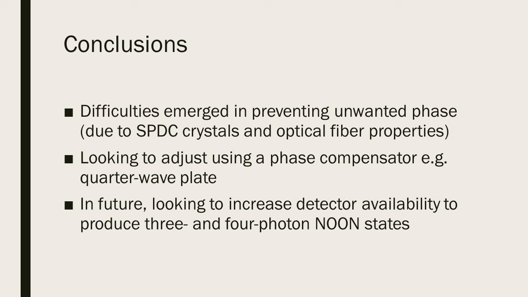So in the future, ideally, we'll be able to adjust the phase using a phase compensator like a quarter wave plate. And after being able to do so, once we increase detector availability, we'll be able to produce 3 and 4 photon noon states and be able to observe these properties as they're extended to more and more particles and bodies.